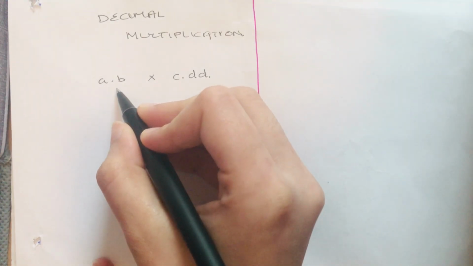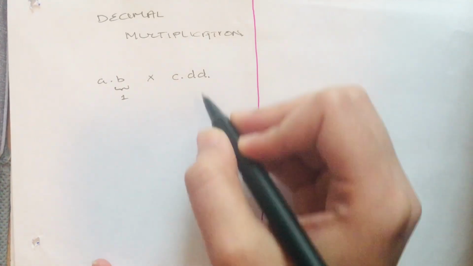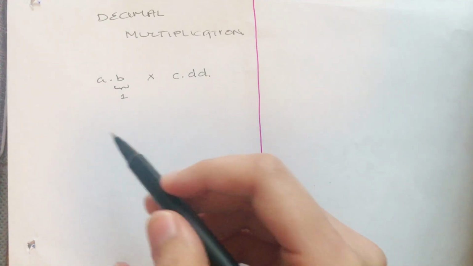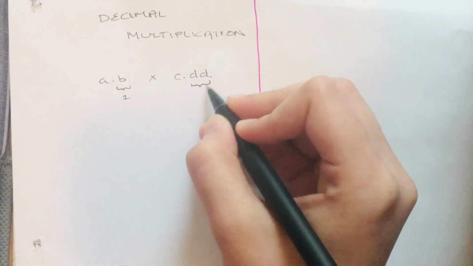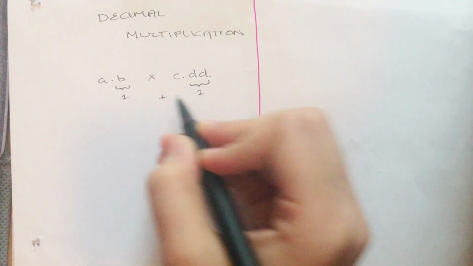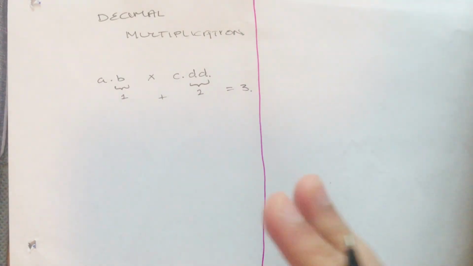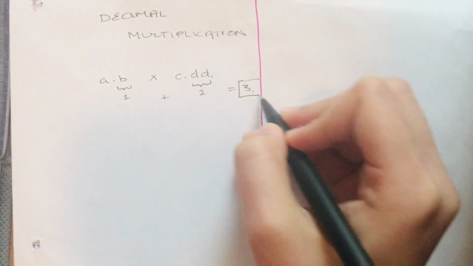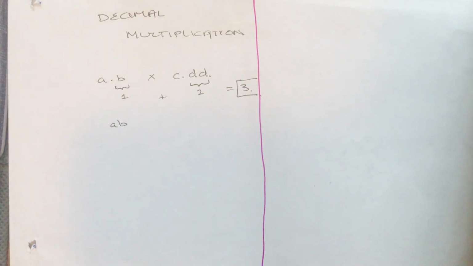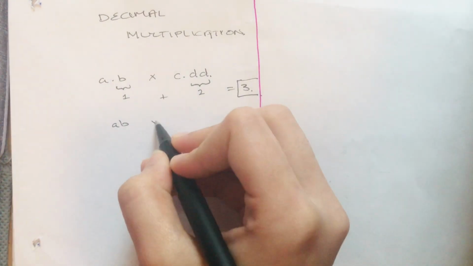Okay, how will you go around it? First, the first thing that you do is you count the decimal points. So here the decimal point is 1. By saying the decimal points, I mean the digits after the decimal point, and here it's 2. Before you write it down on the side, you just add them. So 1 plus 2 is equal to 3, and you write the 3 somewhere on the side. Okay, and then you write a point b as ab, and you write c point dd as cdd.